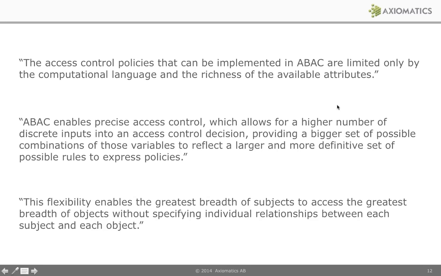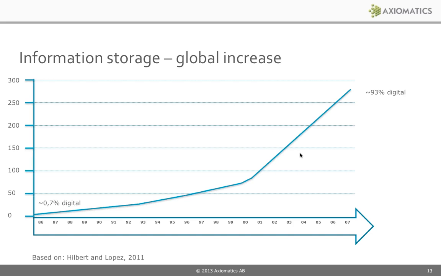Sounds very good. Okay. And then another comment here, and I use this one actually quite a lot in different presentations: the flexibility of ABAC enables the greatest breadth of subjects to access the greatest breadth of objects without specifying the individual relationships between the two. This is something that the paper focuses on and reinforces in many places, that you don't have the hard binding or tight coupling between subjects and objects that you do in legacy authorization models, and that's what lends itself greatly to its flexibility.